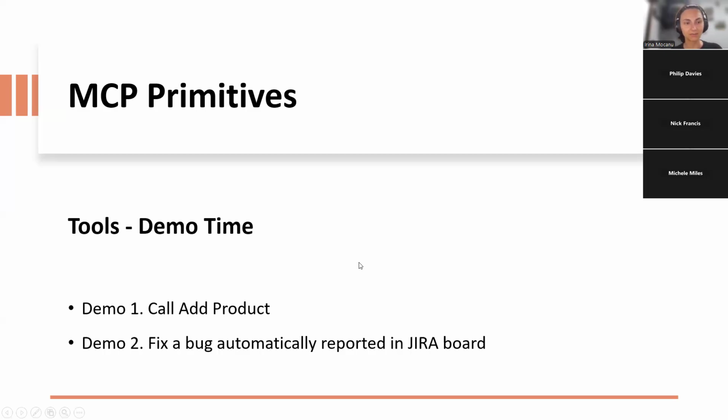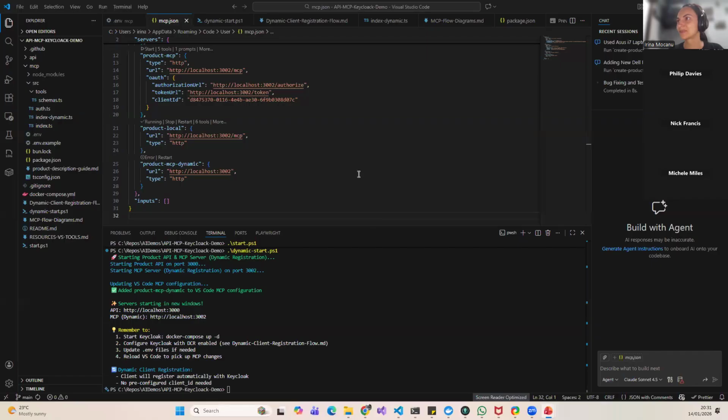All right, so let's start with tools. So we're going to do a small demo to add the product. And the second demo, which is really interesting, we're going to use an Atlassian MCP that will automatically fix a bug reported in a Jira board. So that's I think the cool one.